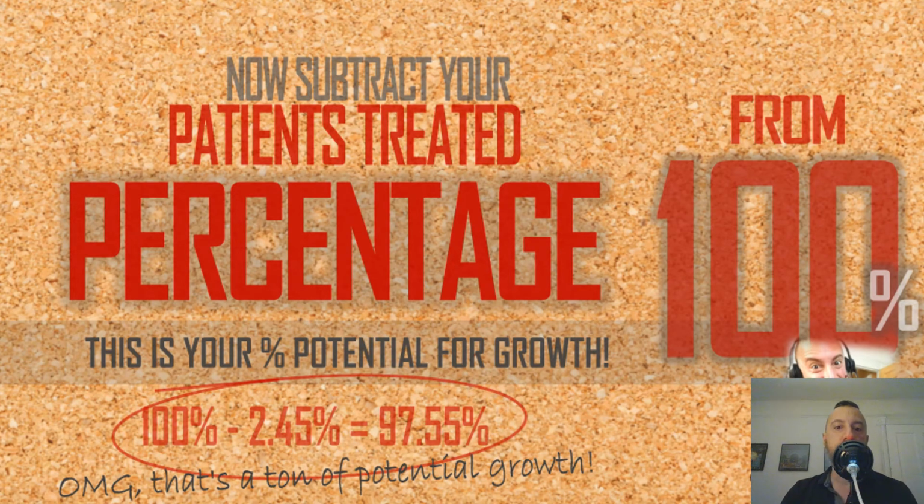So what I want you to do, that patients treated percentage, I want you to subtract that from 100%. This is your percent potential for growth. So take 100% and subtract that figure, in our example 2.45%, and you get 97.55%. This is your potential for growth. This is a much better way of looking at it.